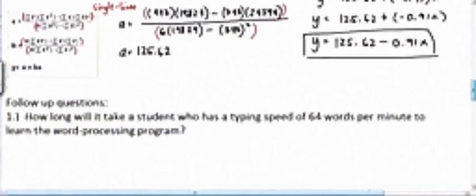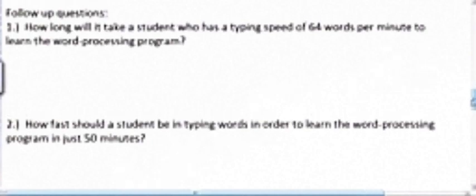Now, if we have follow-up questions, for example, this one: how long will it take a student who has a typing speed of 64 words per minute to learn the word processing program? So, they gave words per minute again. Words per minute, that is our x variable. Okay? So, what we are looking for here is y. So, you will just use the equation you got for this problem.